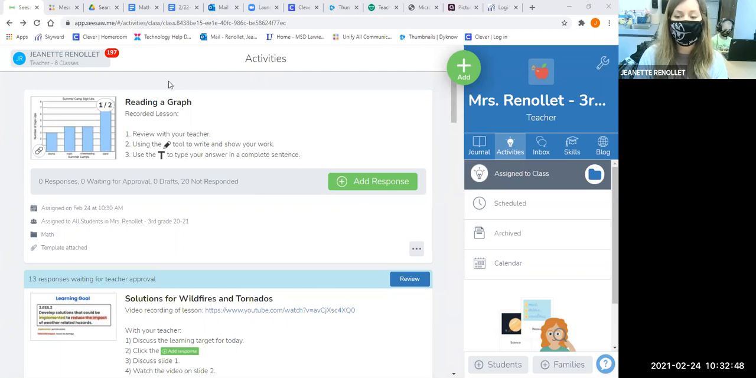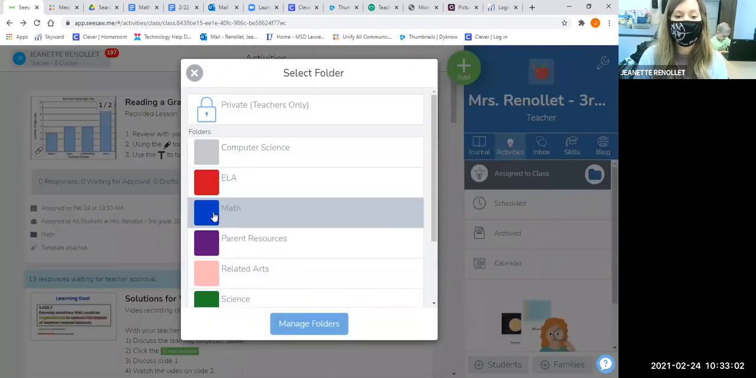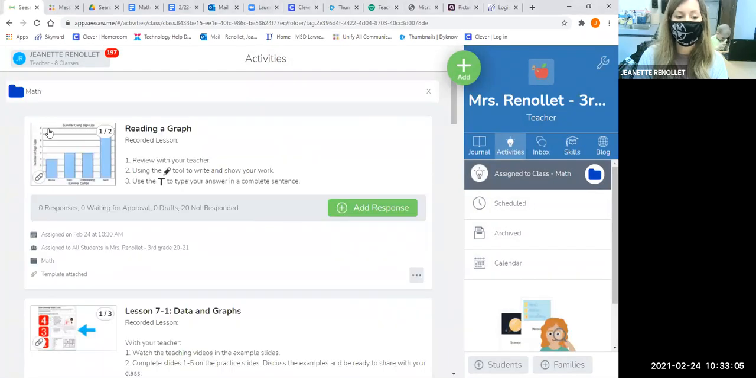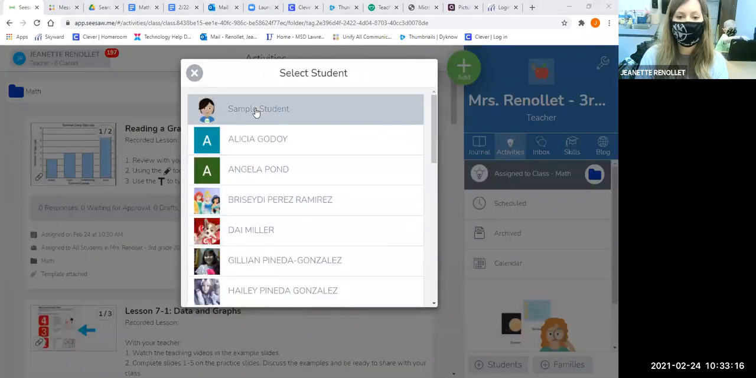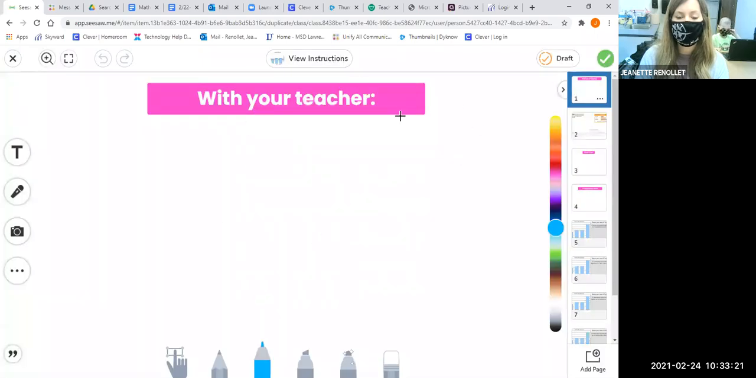Okay, we are ready to begin our math lesson for today. Please join me on Seesaw. Please click Activities, Assign to Class folder, and blue folder for math. We are working in our blue math folder today. Our task is called Reading a Graph. Go ahead and open our task, and please wait on slide number 1. Slide number 1 says, with your teacher.